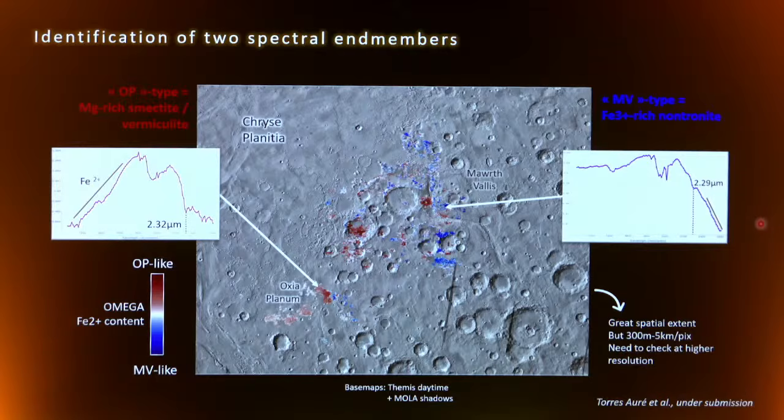The second option would be that at the beginning, MV-type clays actually never deposited on top of Oxia Planum, so it could be due to environmental controls, such as limited oxidation, for example.